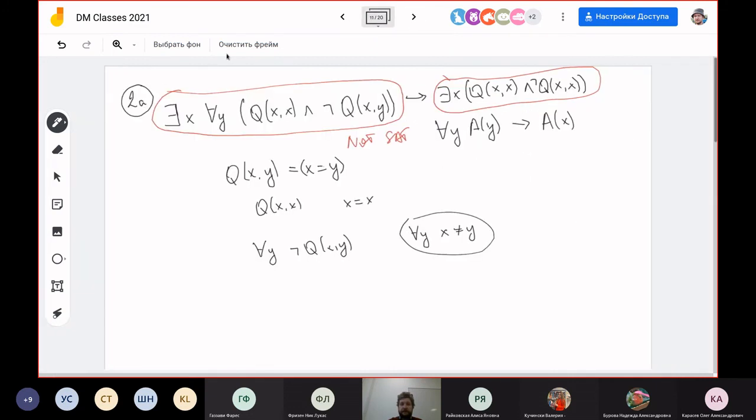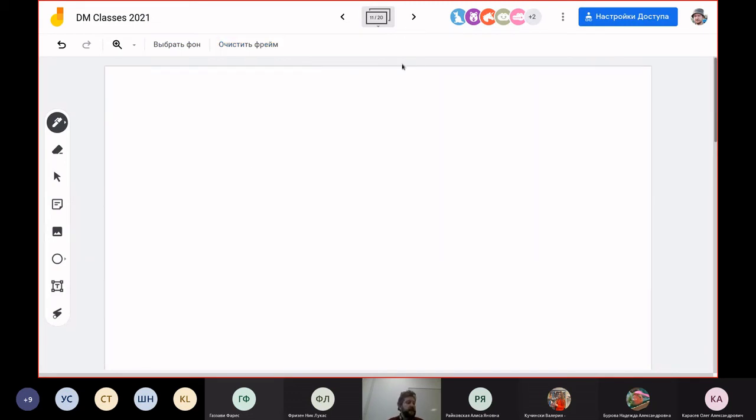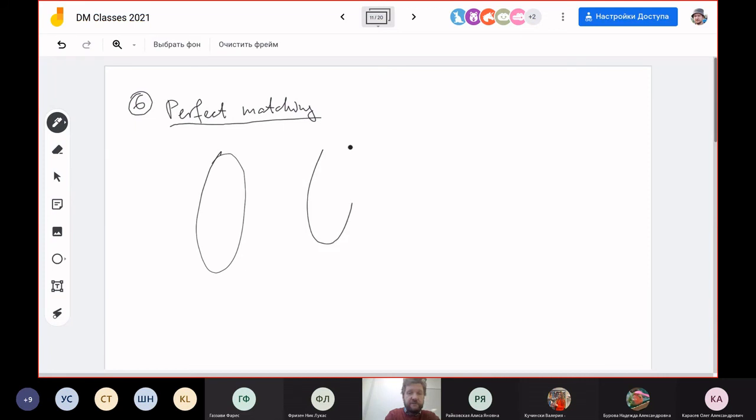So for problem 6, we know what a bipartite graph is. Now we have a bipartite graph which is given as the input data. And now, what is the perfect matching for problem 6? A perfect matching is the following thing. You have two parts of the graph again, V1 and V2. And there should be the same number of vertices in each.